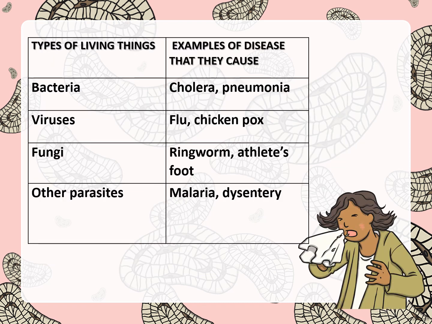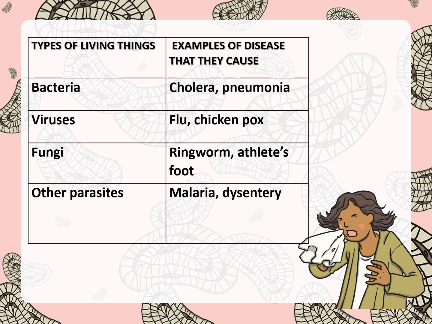Let's talk about the examples of disease that are caused by living things. For bacteria, the first disease is called cholera, and the second disease of the bacteria is called pneumonia. The P is silent. Okay, viruses: flu and chickenpox. Fungi: ringworm and athlete's foot. Other parasites: malaria and dysentery.